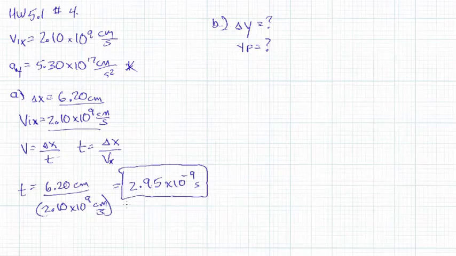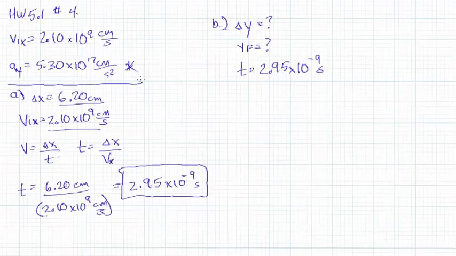Well, this is the amount of time it takes for it to move horizontally. But this amount of time also applies to the y direction. So let's write time over here. Time equals 2.95 times 10 to the negative 9th seconds. And what else do we know about y? We know the acceleration, right? Acceleration in the y direction is 5.30 times 10 to the 17th centimeters per second squared. And we want to find, again, this right here, our y displacement.